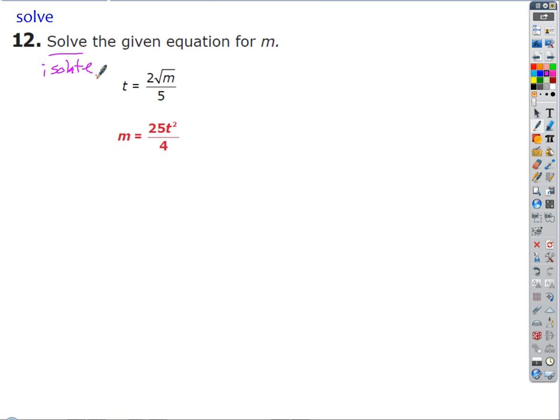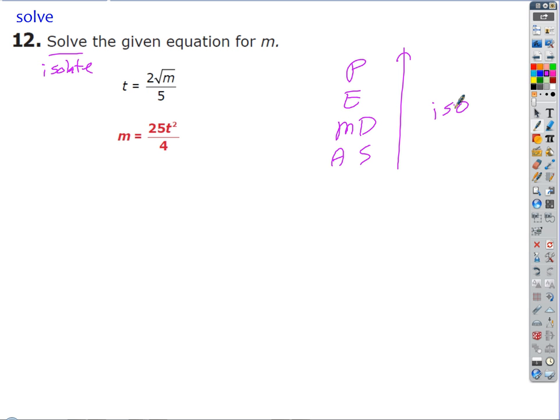So what are the steps we'd go through to get m by itself there? If you can't remember the order, remember that bottom-up order of operations is isolate or solve, right? So what would we have to do first? Multiply by 5. Okay, I have to multiply by 5 to get rid of the 5 on the bottom, then what? Divide by 2 to get rid of all that stuff, right?